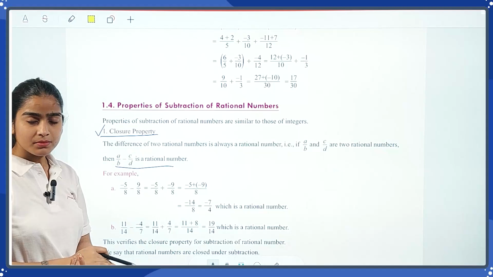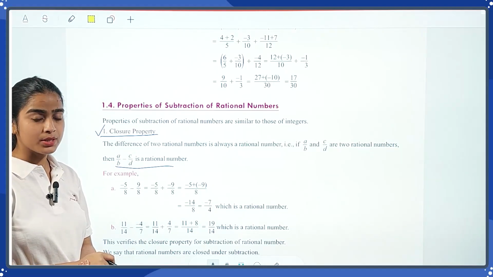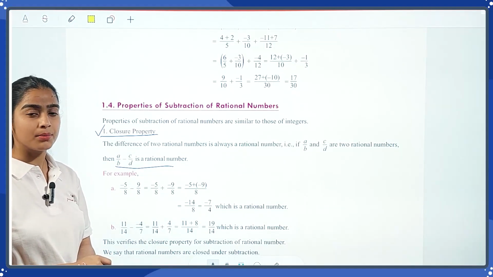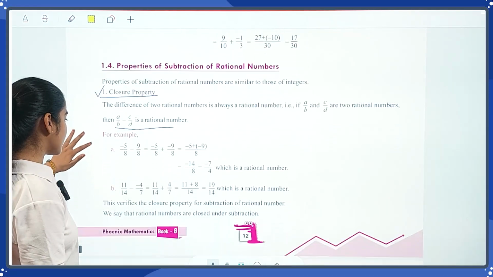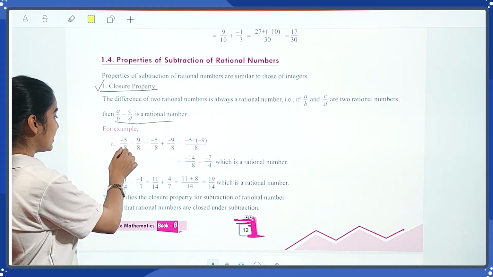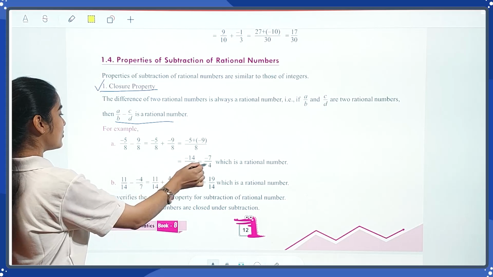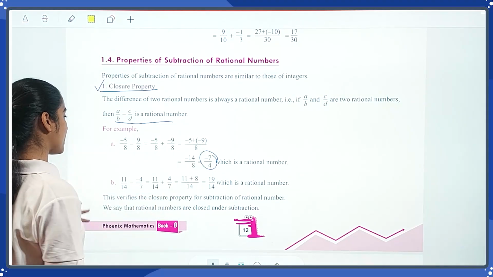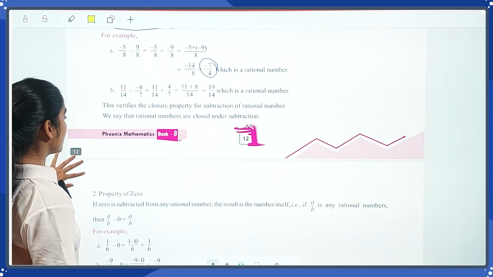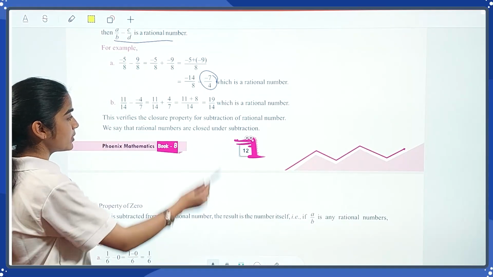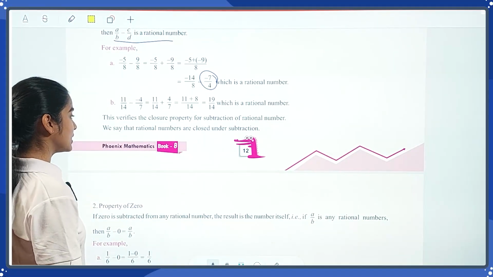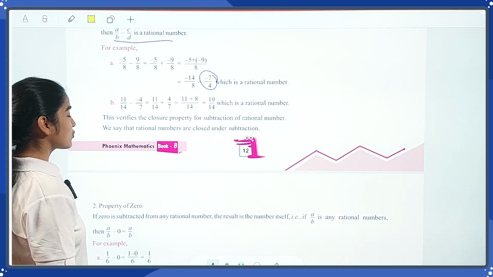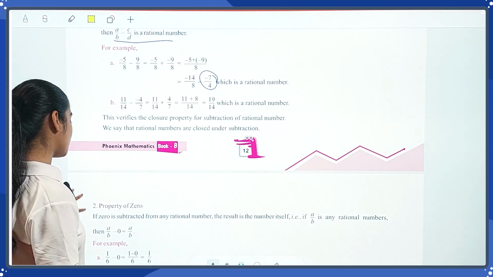If we subtract any two rational numbers, we will get a rational number as the final answer. For example, minus 5 by 8 minus 9 by 8, the end result is minus 7 by 4. This verifies the closure property of subtraction of rational numbers. We say that rational numbers are closed under subtraction.